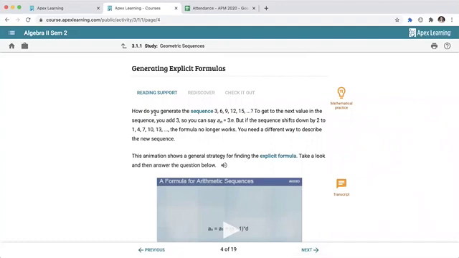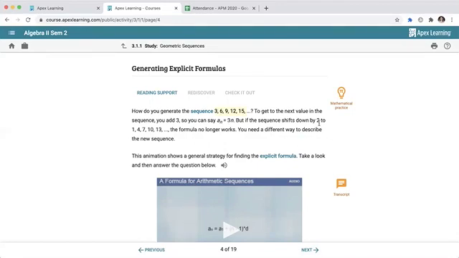So then here, if we look at this, it's asking how do you generate the sequence 3, 6, 9, 12, 15, and so on, to get the next value. This one is obviously going up by 3. So we could say, to calculate our value of a, a of n is equal to 3 times n.